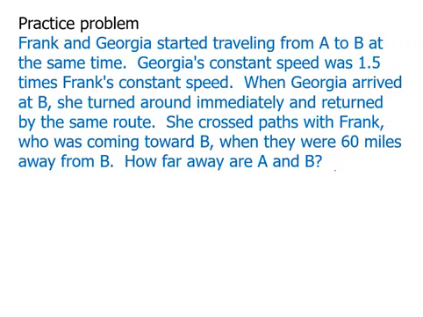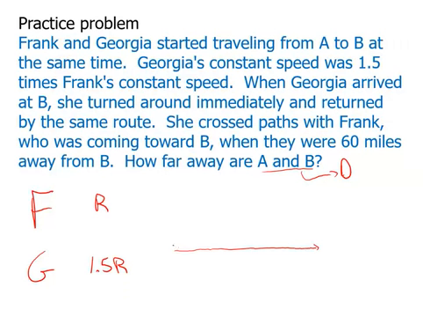So I'm going to use the variable d for the distance between A and B. So that's the variable that we're looking for. For Frank and Georgia, Frank has a rate of r. Georgia has a rate of 1.5 times that, so 1.5r. Georgia goes all the way from A to B, and then she comes back 60 miles. So the total distance that she covers is d plus 60.